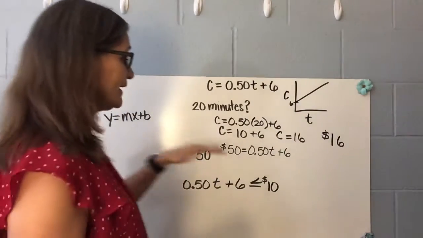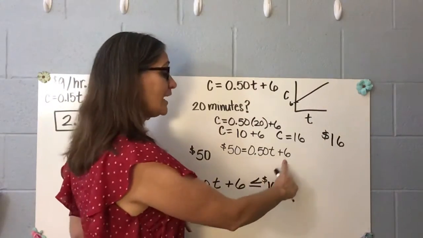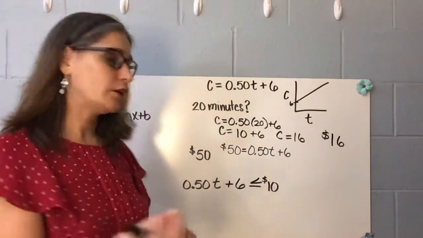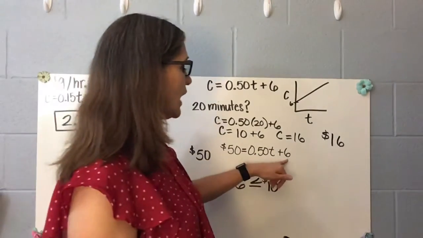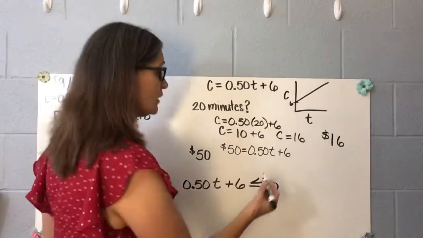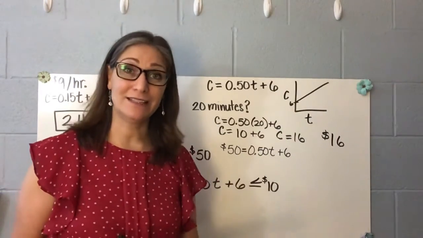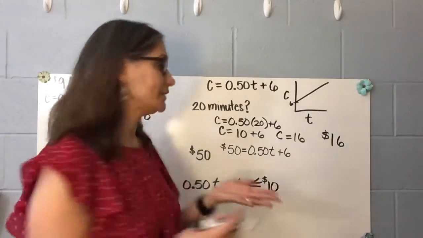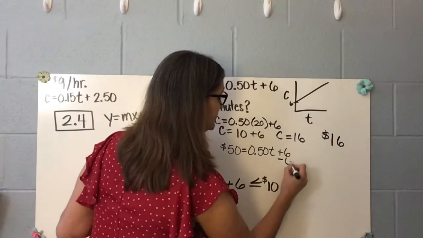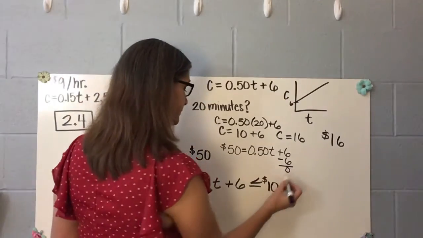Okay, so right now I have this variable chunk and a number I know, and that's called a known variable or known amount. So I'm going to get rid of what I know on the right-hand side of the equation. So right now it's a plus 6. The opposite of adding 6 is subtracting 6. So I'm going to go ahead and subtract 6 from here. And when I do that, I'll end up with 0.